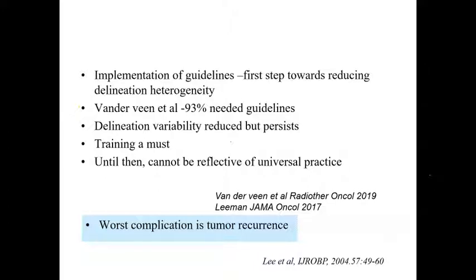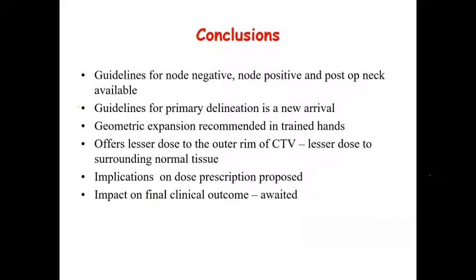After all, the worst complication that you can give to a patient is tumor recurrence, and that has to be avoided at all costs. So we have guidelines for node negative, node positive, post-op next. They are available for a long time now, and we are all used to practicing. Those of us who are practicing 3D conformal are used to using these guidelines. And of course, the primary delineation guidelines are now in the new arrival section.